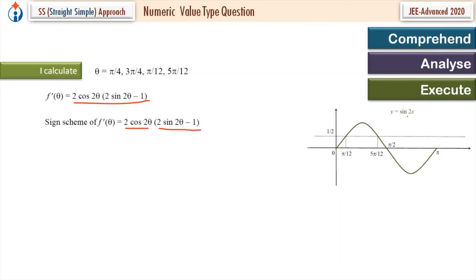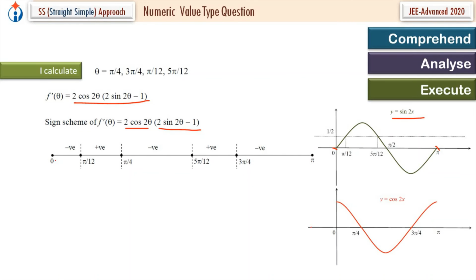That's a graph of y is equal to sine 2x. X is from 0 to pi, so 2x is from 0 to 2 pi. Graph of y is equal to sine 2x, half is here. It is at pi by 12. 2x is equal to pi by 6, so x is equal to pi by 12. Right? So 2 sine 2 theta minus 1, we can check the value of this expression, where it is positive, where it is negative. And cos 2 theta for 0 to pi. Now this is the product of these two.